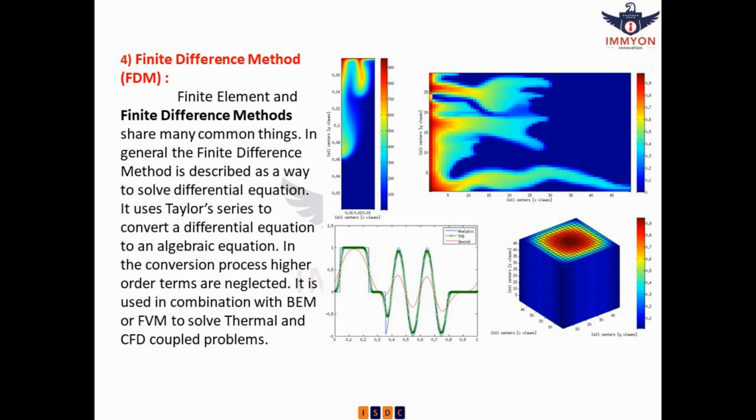4. Finite difference method, FDM. Finite element and finite difference methods share many common things. In general, the finite difference method is described as a way to solve differential equations. It uses Taylor's series to convert a differential equation to an algebraic equation. In the conversion process, higher-order terms are neglected. It is used in combination with BEM or FVM to solve thermal and CFD coupled problems.